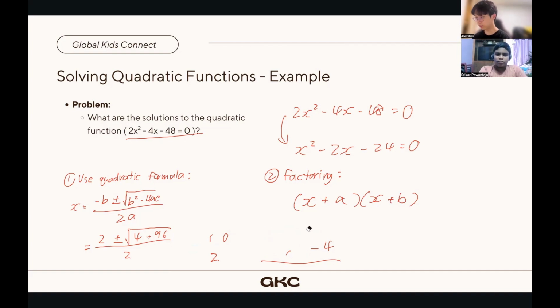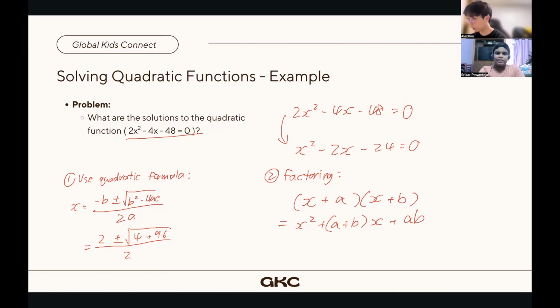I'll erase this part for some more space. And so if we have a and b, we can take a look at how this will be solved if we expand it. So you get x squared plus ax and bx, and so it will be a plus b times x, plus a times b, so ab. And so already you can see that the product of the constants would have to equal negative 24, and also the sum of the two constants will have to equal negative 2.